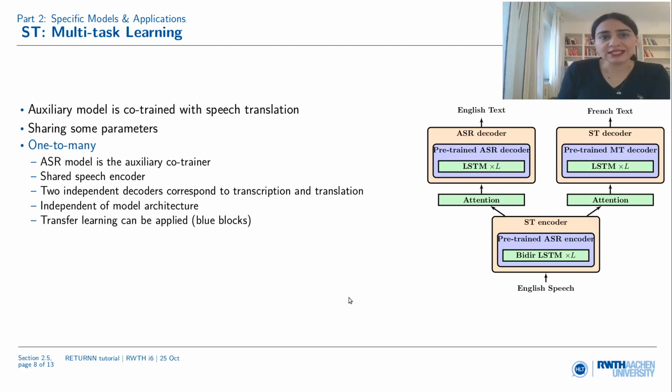So next is multitask learning. The idea is that an auxiliary model is a co-trainer to the speech translation. For example, in this figure, on the left hand side we have the ASR task, and on the right hand side we have the speech translation. In this scenario, we have the one-to-many setting where we have a shared encoder, the speech encoder, while we have two independent decoders. One corresponds to transcription and one corresponds to translation. Here, the blue blocks show the transfer learning. As you can see, in this setting we can also have transfer learning as well.